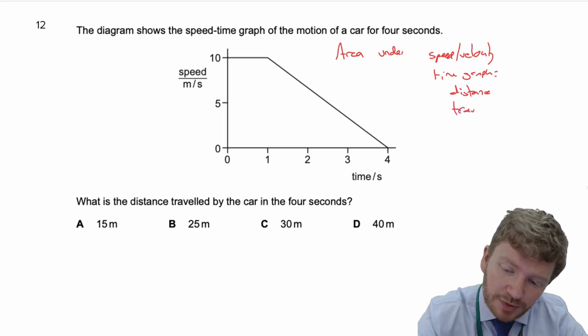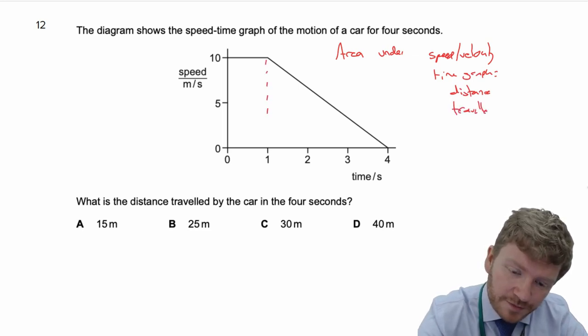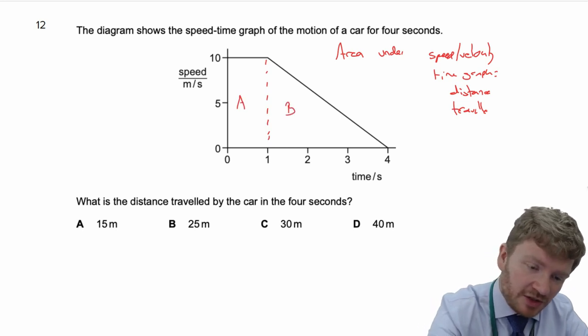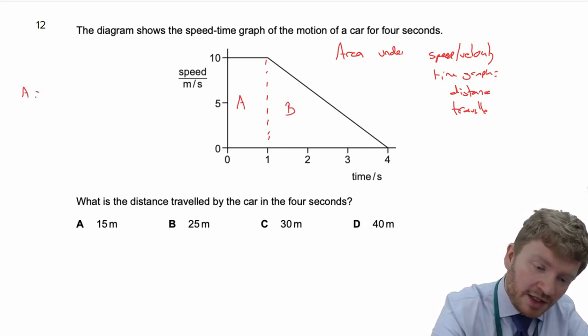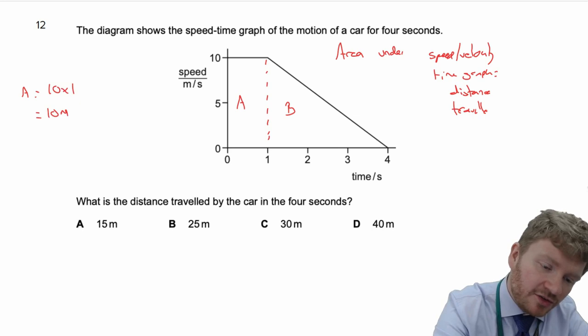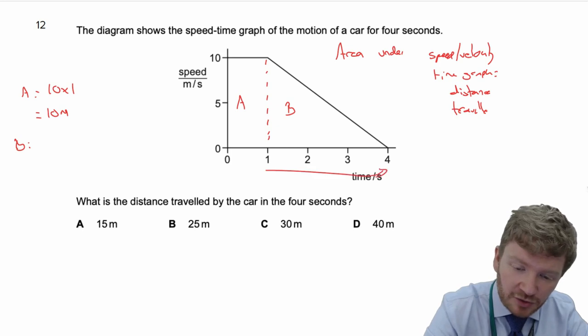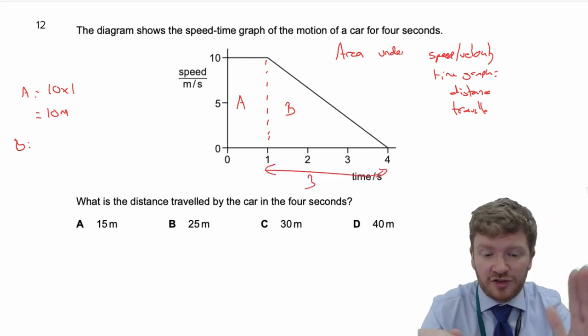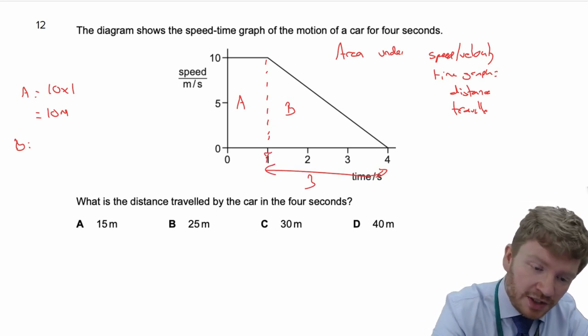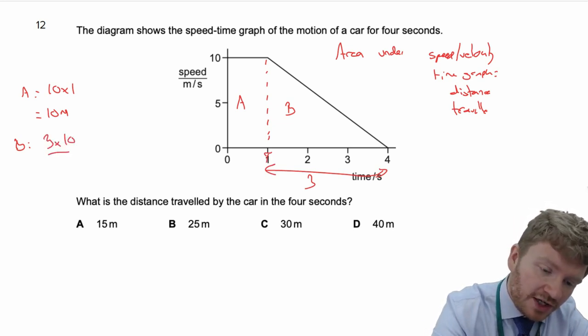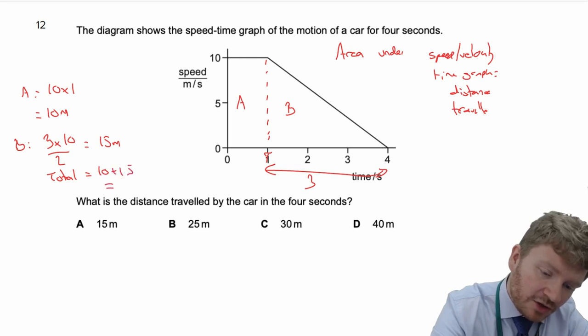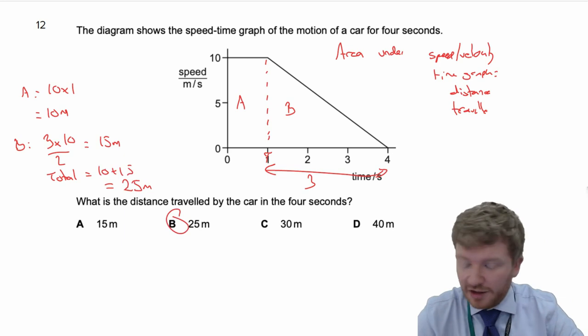For this shape, I'm going to split it into two. I'm going to call this shape A and this shape B. For shape A, it will be 10 times 1 because it's a square. So that will be 10 meters. And then for shape B, this is a triangle with a base of 3, not 4, because it starts over here. So it will be 3 times 10 divided by 2, so that will be 15. So my total distance will be 10 plus 15, so it will be 25 meters. The answer is B.